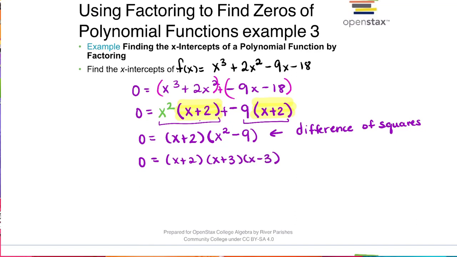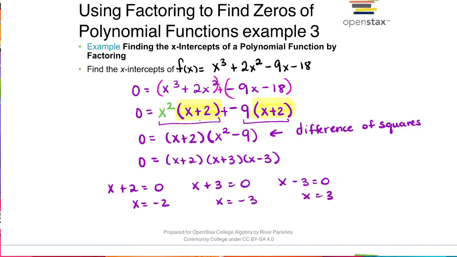So now that it is factored, I'm going to set each factor equal to 0 and solve. So here I get negative 2, here I get negative 3, here I get positive 3. Because again, all you're doing is, for this one I subtract 2 on both sides. For this one I subtract 3 on both sides. For this one I add 3 on both sides. So that's where those answers came from. So our final answers are the intercepts negative 2, 0, negative 3, 0, and positive 3, 0.